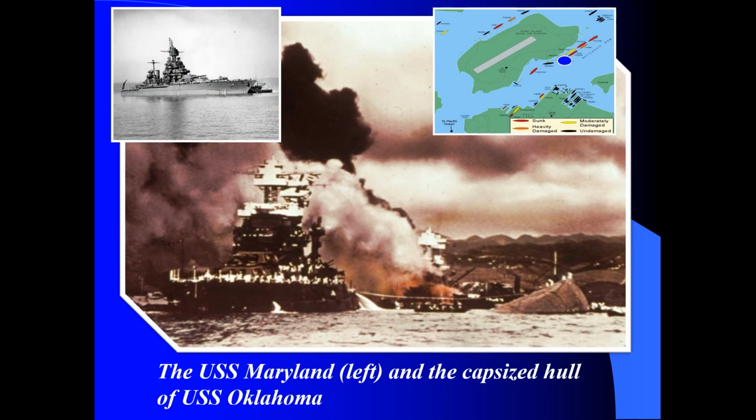The USS Maryland was protected from torpedoes by the Oklahoma. However, she was struck by two bombs. The firepower of the Maryland played a key role in the amphibious campaigns of the Pacific. She was sold for scrap in 1959.